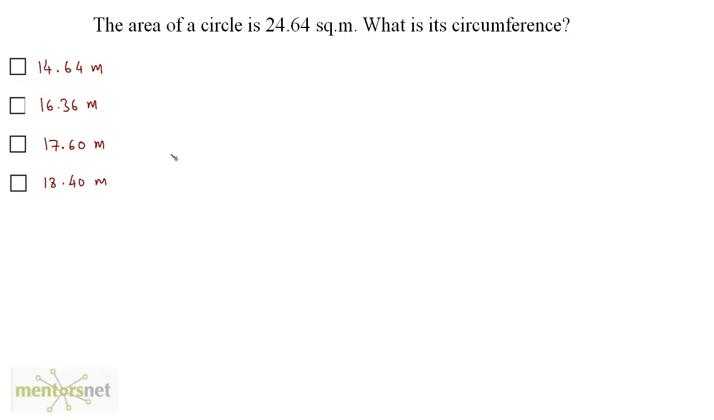The area of a circle is 24.64 square meters. What is its circumference? Well, the formula for calculating the circumference of a circle is equal to 2 pi r. And what is the formula for calculating the area of a circle? That's pi r square, right?